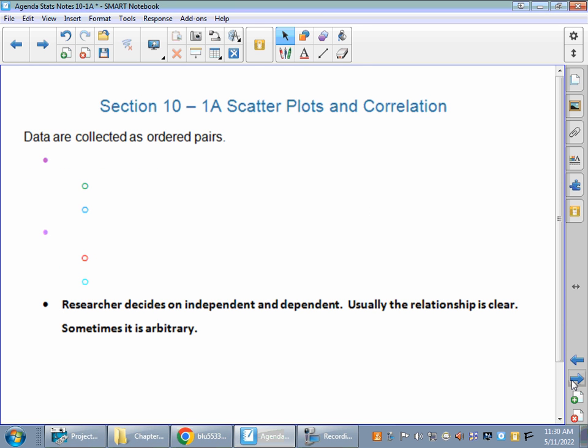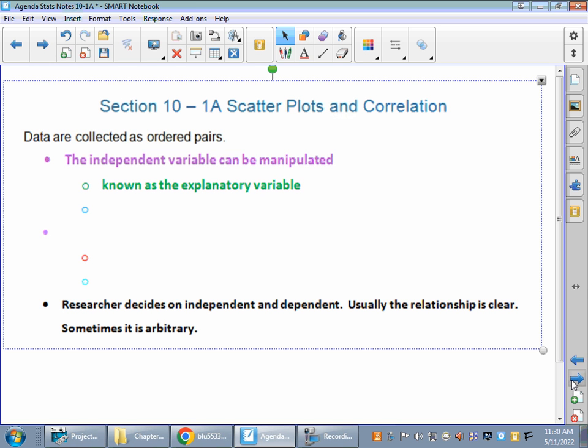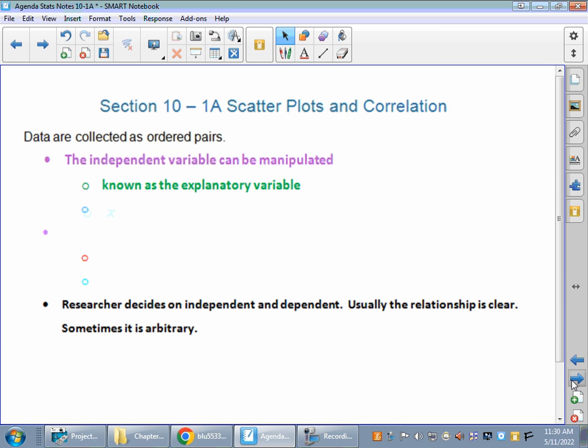Section 10.1a is all about scatter plots and correlation. We're going to talk about this today and tomorrow. Data are collected as ordered pairs. We know a lot of this, right? We know independent variables. That's what we manipulate. That is the explanatory variable, or the x value. So that goes across our x-axis if we were going to represent that graphically.